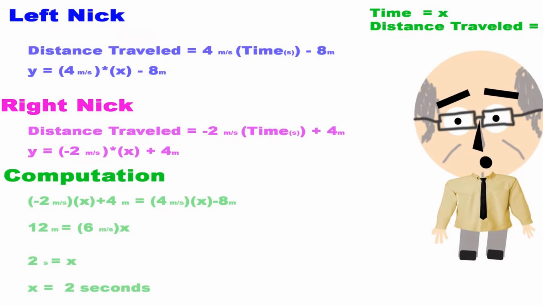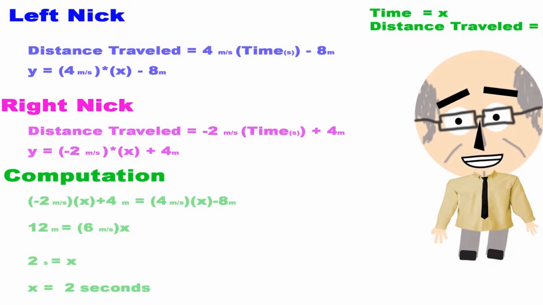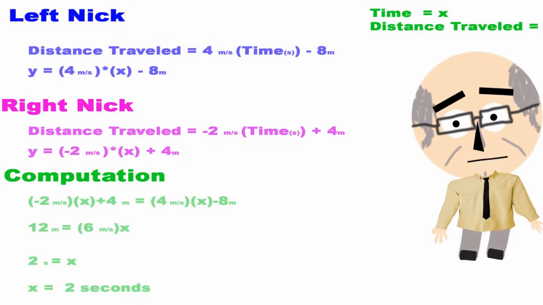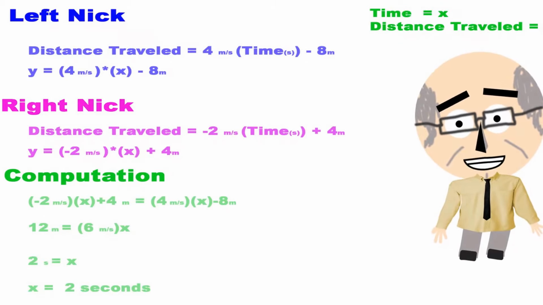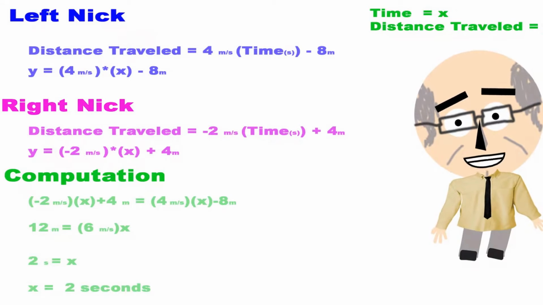Left Knick starts 8 meters to the left and moves at a constant speed of 4 meters per second to the right. Right Knick starts 4 meters to the right and moves at a constant speed of 2 meters per second to the left. Here, time equals x and distance traveled equals y. Using the equation y equals mx plus b, we can plug in the variables and get y equals 4 meters per second times x minus 8 meters for left Knick, and y equals negative 2 meters per second times x plus 4 meters for right Knick.